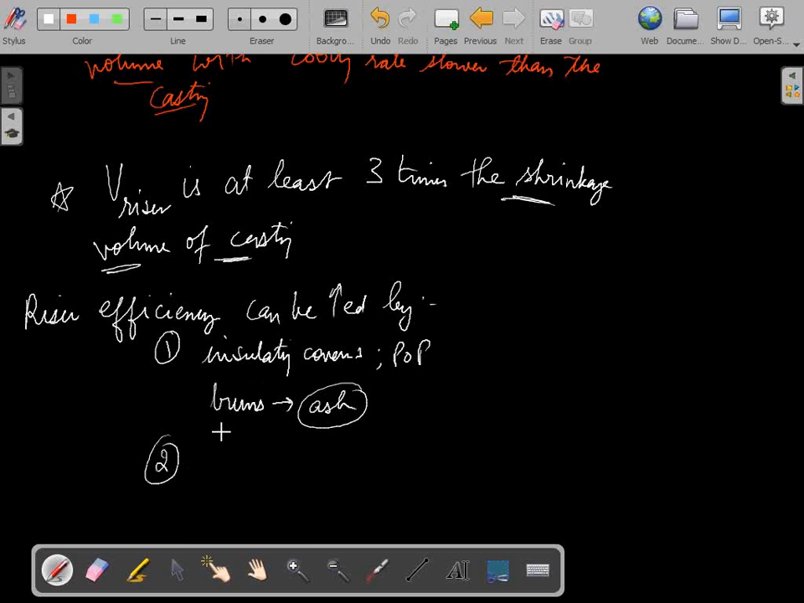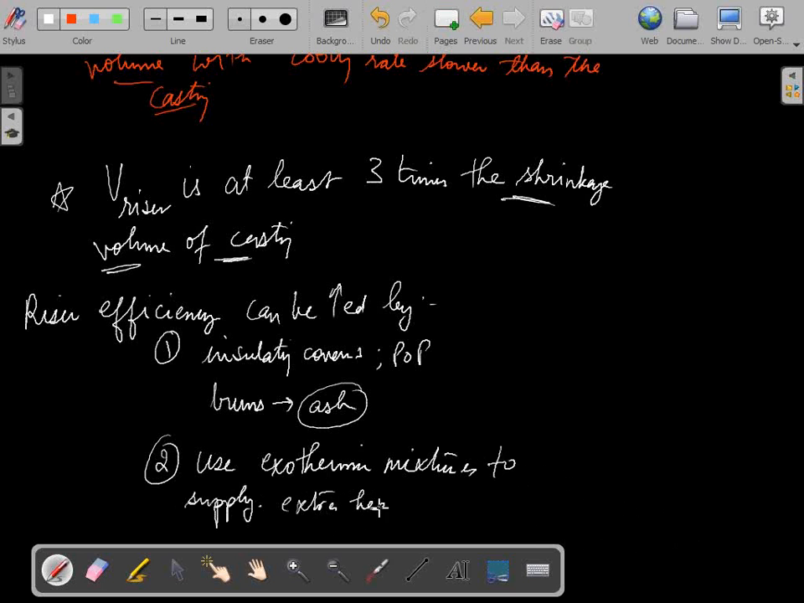rate. Okay, second, we use some exothermic mixtures, okay, to supply extra heat. So the main focus in riser efficiency is to contain as much heat as possible within the riser volume.